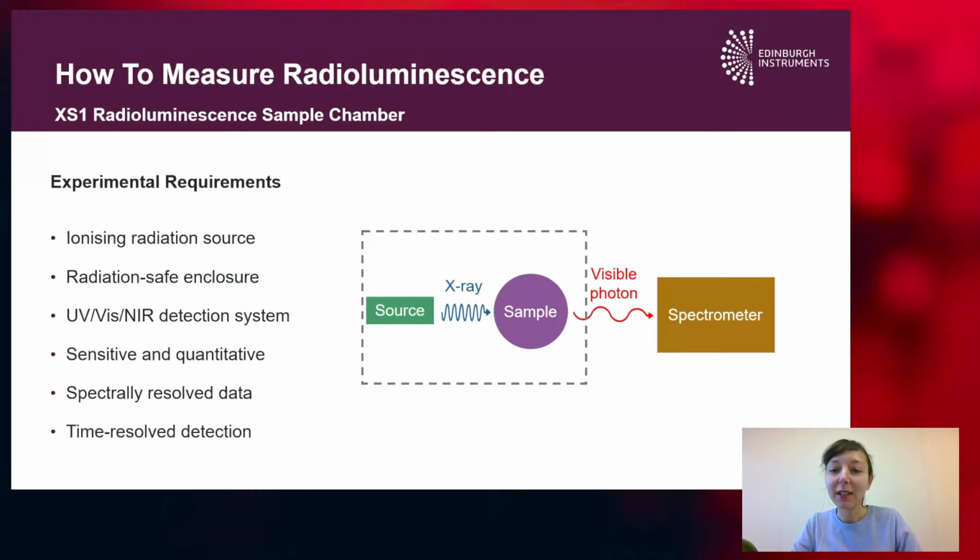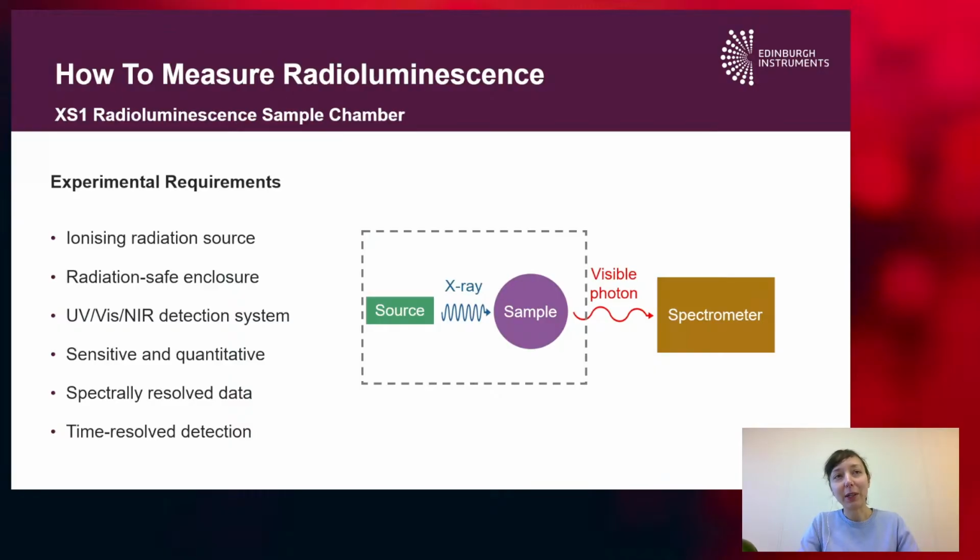You need a source first, a source that provides ionizing radiation to the sample. In this case, we're going to be measuring X-ray photons. So the source hits the sample, and both the source and the sample should be in an X-ray safe enclosure to make the experiment safe.